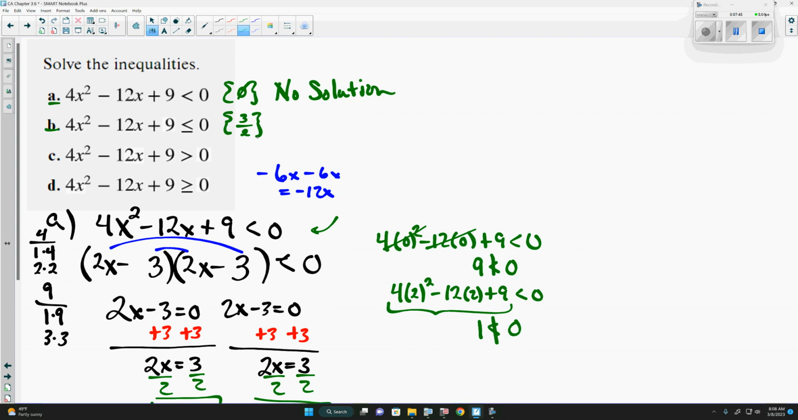3/2. Because anything other than 3/2 does not work for this here, because all the rest of the points of this quadratic are above the x-axis. Now, if we wanted to graph it on a number line, it would just be the point at 3/2. Because anything to the left or right would be bigger than 0 on either side. It's both going to be greater than 0.